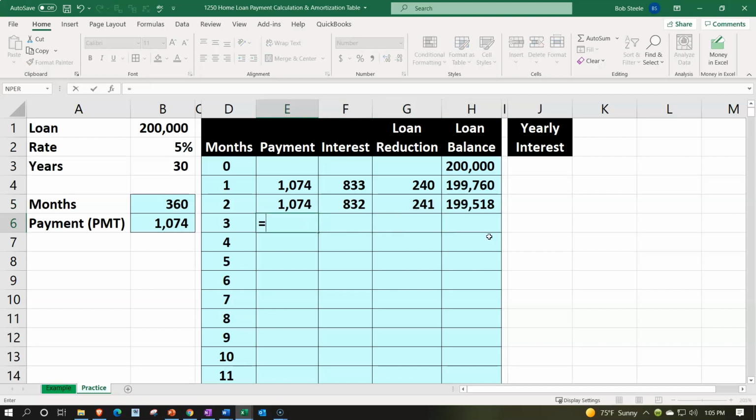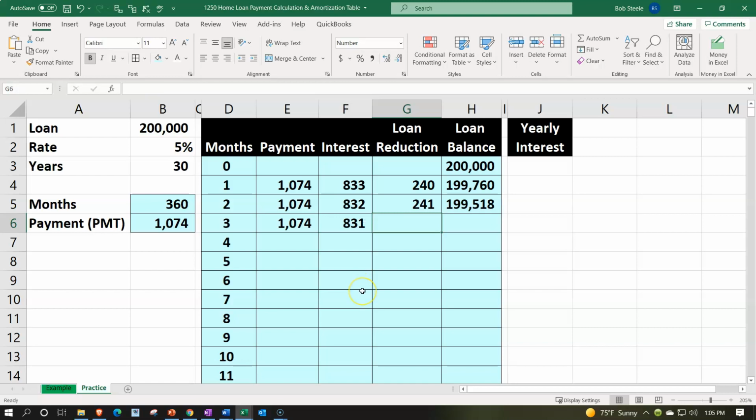Let's do it a couple more times, like 3 more times here. We got the payment. Interest is going to be equal to the 199,518 times the 5%. Tab, the reduction in the loan is going to be the 1,074. Hold on a second, I didn't divide it by 12 again. I'll get it right one of these times. I'm going to take that, that would be the yearly amount divided by 12.